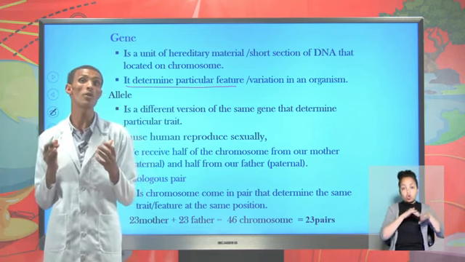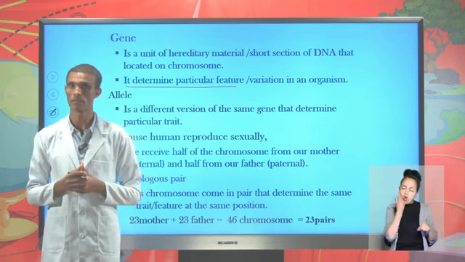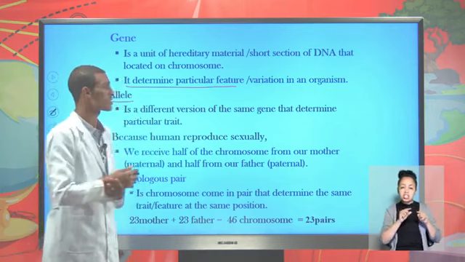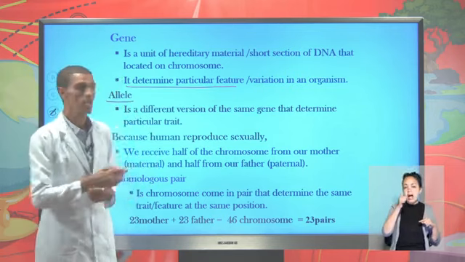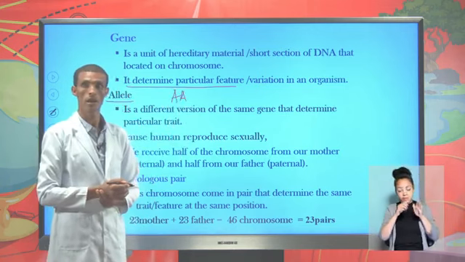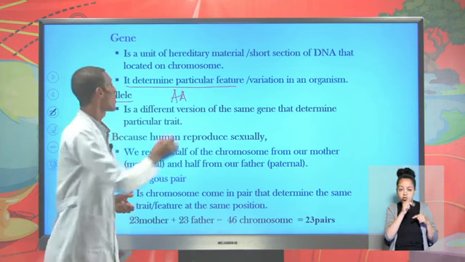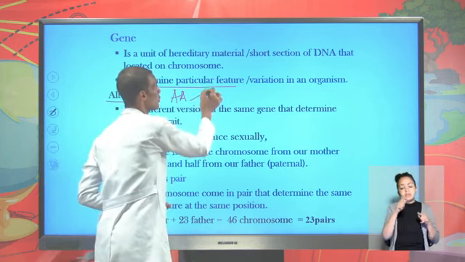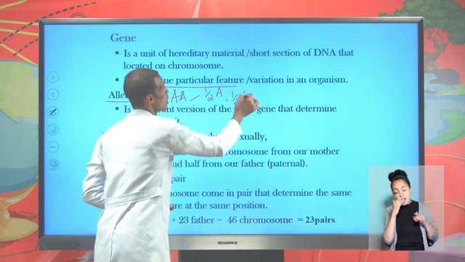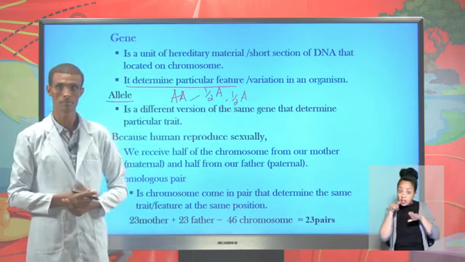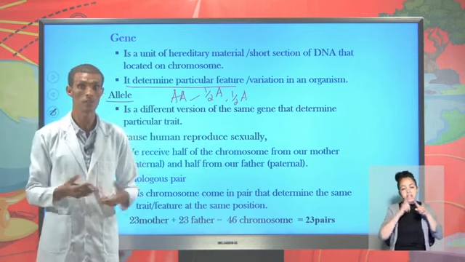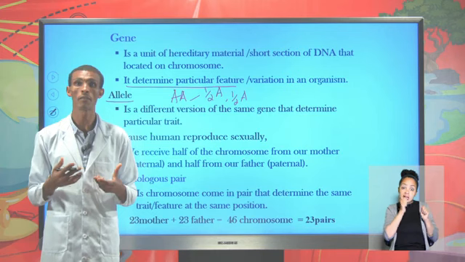A gene is always found in a pair, where a different version of the gene is considered an allele. If a certain gene is found as a pair, where the versions of the gene are, say, one A and another A, we call each an allele. By that, an allele is a different version of a gene, the one that can determine particular traits.